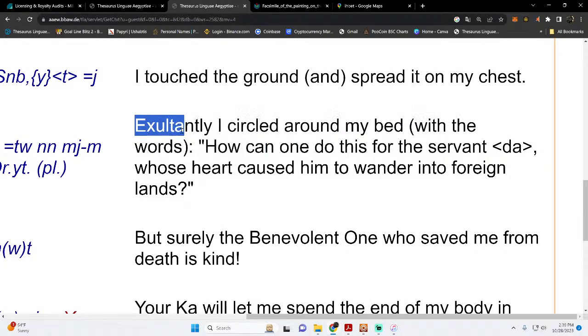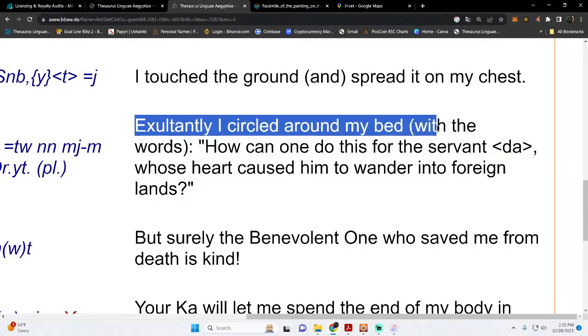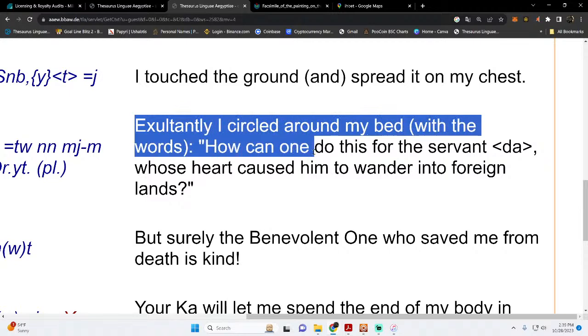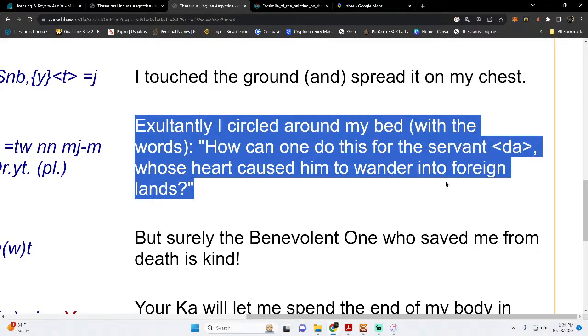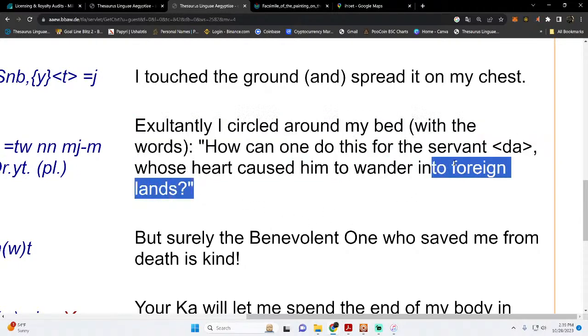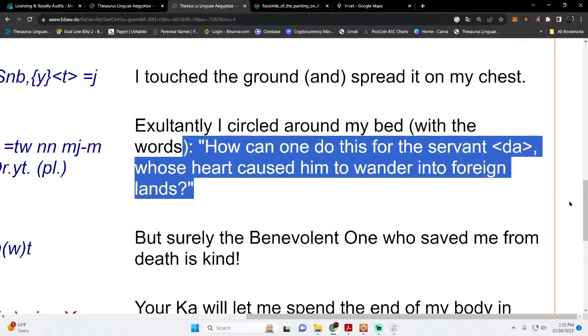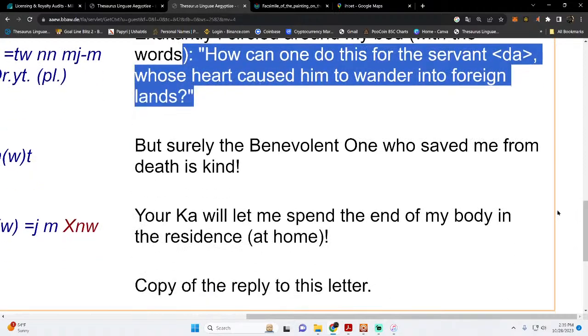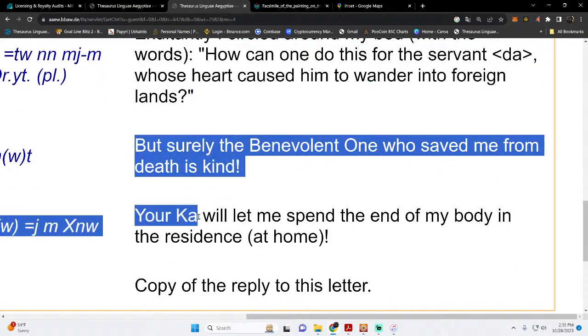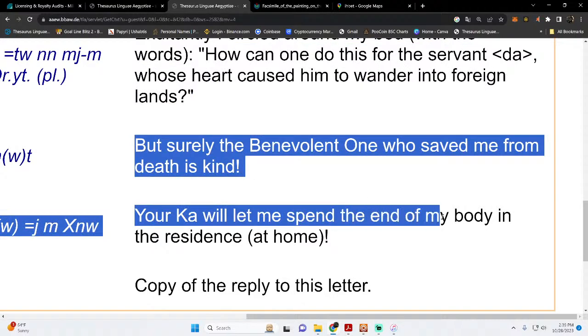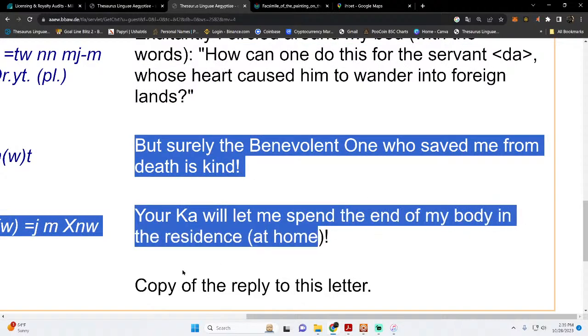Exultantly, I turned around my bed with my words, how can one do this for the servant whose heart caused him to wander into a foreign land? See, he went and became an Asiatic, and he's very happy that the Pharaoh is still going to let him come back and die as an Egyptian. But surely the benevolent one who saved me from death of any kind will let me spend the end of my body in the residence at home.